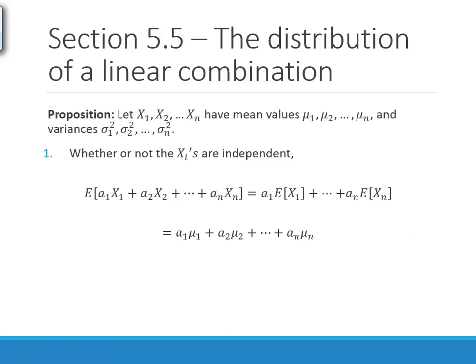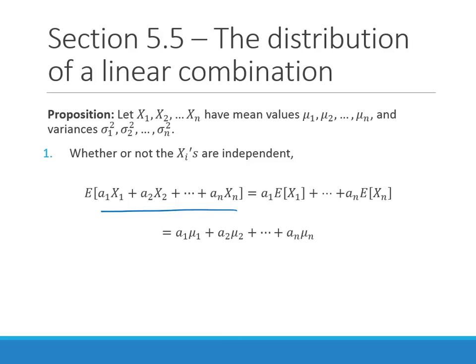Okay, so similar to what we have seen before, suppose each one of my random variables x1, x2 up to xn has mean values of mu1, mu2 up to mu n, so they don't all have to be the same. And the variances could also all be different: sigma 1 squared, sigma 2 squared, and so on up to sigma n squared. Then regardless of whether these things are independent or not, I can calculate the expected value of my linear combination like this.